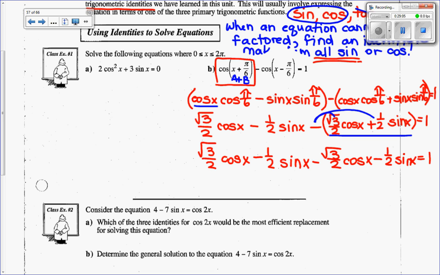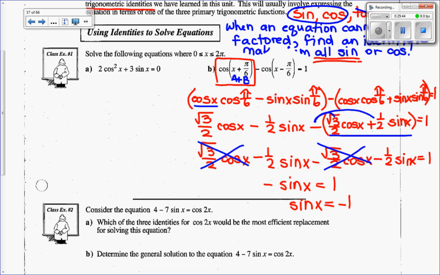Now that doesn't look very nice. It looks a little nasty, but what I see is root 3 over 2 cos x minus root 3 over 2 cos x. Those two are going to cancel each other out. I've also got a negative 1/2 sine minus half sine, and negative a half minus a half is negative 2 halves, which is negative 1. So really we've just got negative 1 sine x equal to 1. Multiply both sides by negative 1 and you get sine of x is negative 1.